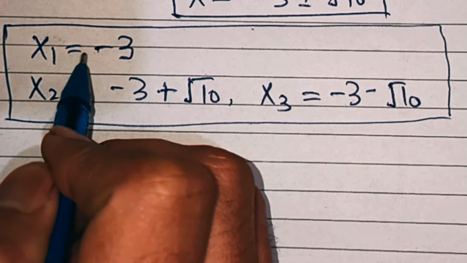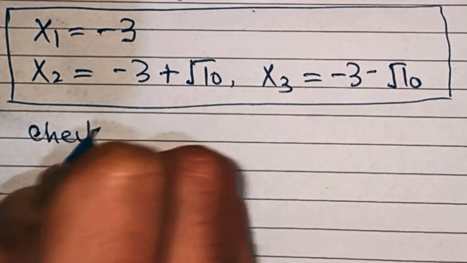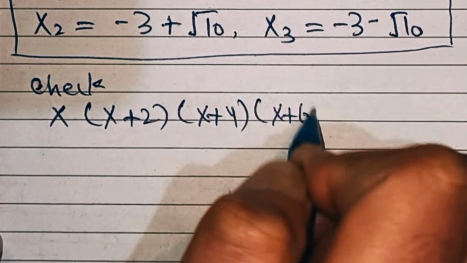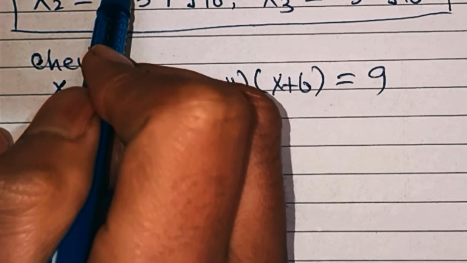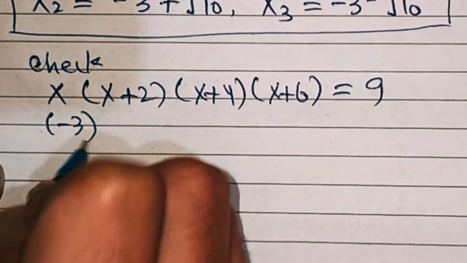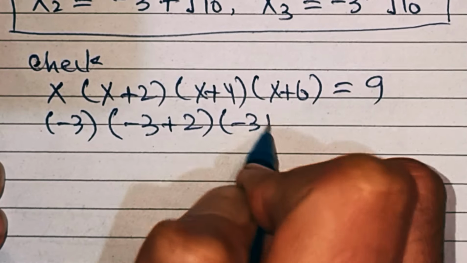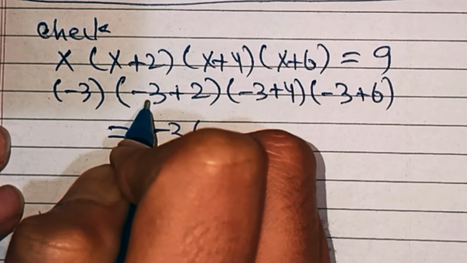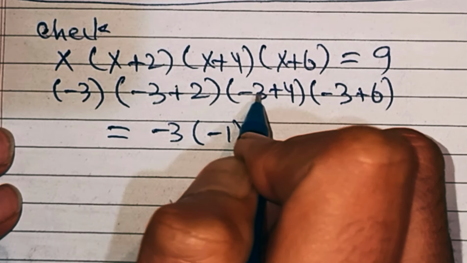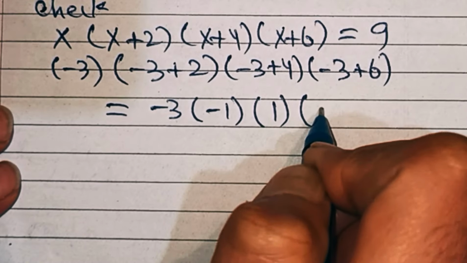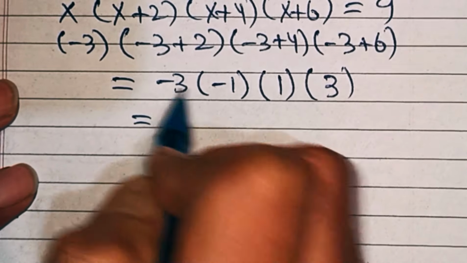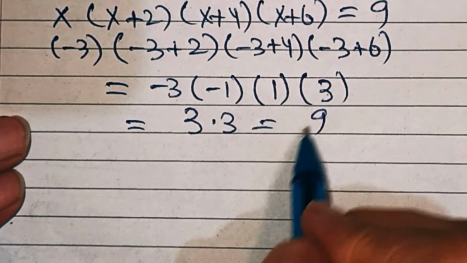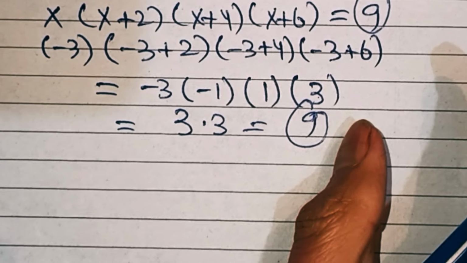Now we check one of the solutions to ensure our solution is correct. So let's check. The main problem was x times x plus 2 times x plus 4 times x plus 6 equals 9. So let's substitute value of negative 3 in our equation. So this is negative 3, negative 3 plus 2, then negative 3 plus 4, then negative 3 plus 6, which equals, this is negative 3, now this negative 3 plus 2 is negative 1, and this negative 3 plus 4 is plus 1, and this is 6 minus 3 is 3, which equals, now this negative 3 times negative 1 is 3, and 3 ones are 3, so which is equal to 9. So as you can see, this left hand side equals right hand side, so that means our solution is correct.